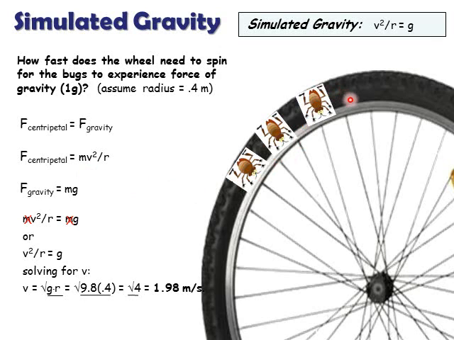And there are a couple questions that are going to ask you, how big of a radius do you need to equal Earth's gravity? And so you can solve for r. How fast does it have to spin? Well, you can solve for velocity, and gravity should be 9.8 unless I decide to put you on Saturn or Jupiter.